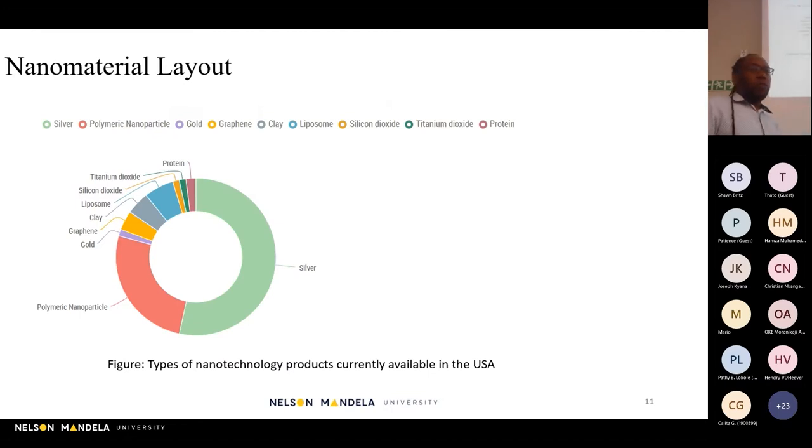So if we look at this figure here, you can see these are the type of materials that are used in the US. You can see that silver is the most predominant nanomaterial that is used in the US. Which means that silver is something that we can think about using even in Africa to design our own products. And then this is followed by polymeric nanoparticles. And then you've got your clay, which is normally used for cosmetics. We know traditionally most women just use clay for cosmetic purposes. And then you've got your protein, you've got your titanium, silicon, graphene, and gold.